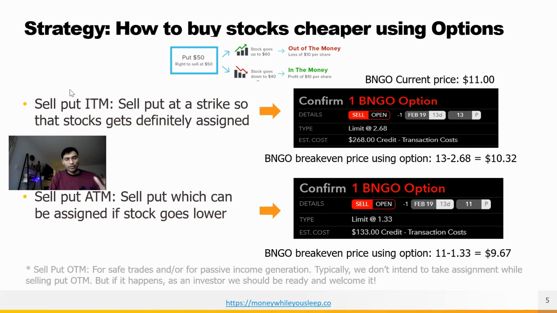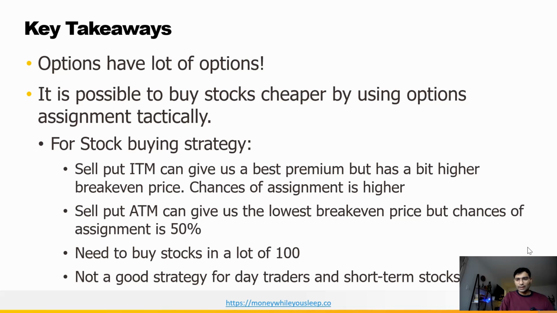Hence, if you really want to get hold of stocks, you should do either in the money or at the money. So key takeaway, guys, options have got a lot of options. In this particular strategy, you can buy stocks cheaper by using options assignment tactically. So it's not the direct way of doing it, but the way options work, you have figured out a way of using them to buy stocks cheaper.